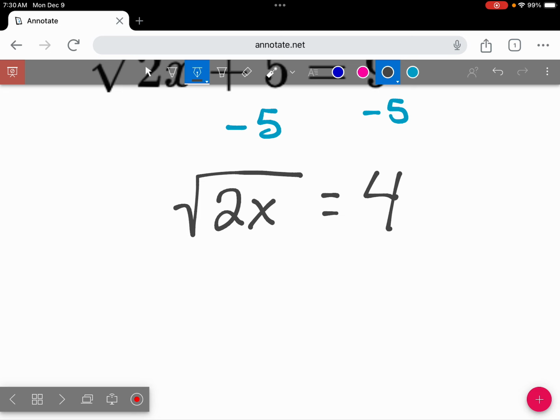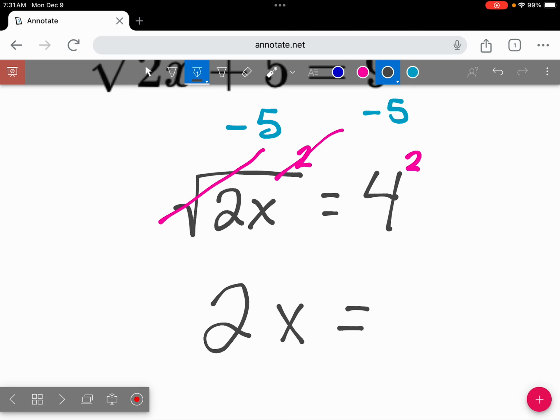What do we do next? Square it. We're working basically from the outside in. So at this point is when we're going to square it on both sides, because all I have left is my radical. I don't care what's under it. So the square root and the square cancel out, and we're left with our 2x equals 16.